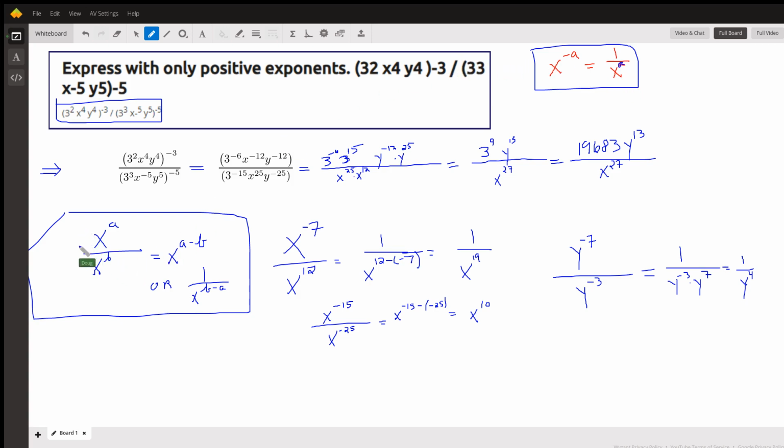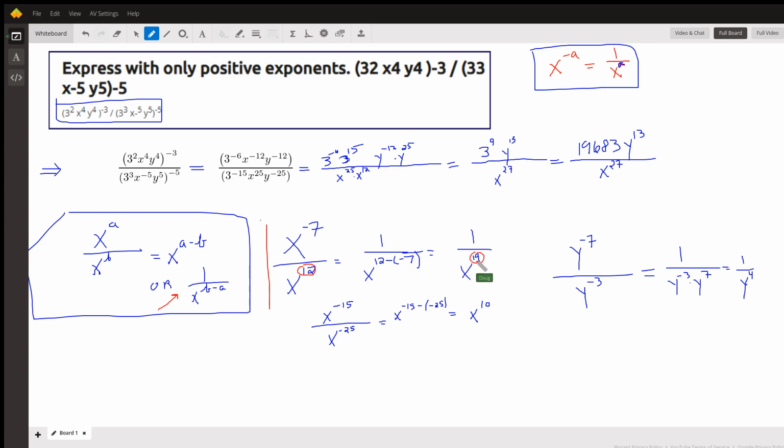If you have something like a quotient of 2 powers with the same base, you have a choice of writing it x to the a minus b or 1 over x to the b minus a. So, for example, this expression right here, let me go to red. If you want to make the exponents positive, you can say, well, I've got a positive exponent down here, so I've got to move the x to the minus 7 to the denominator. You're using this version of that property. 1 over 12 minus a negative 7, which is 1 over x to the 19th.